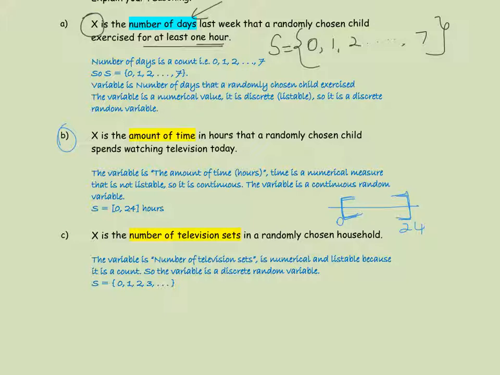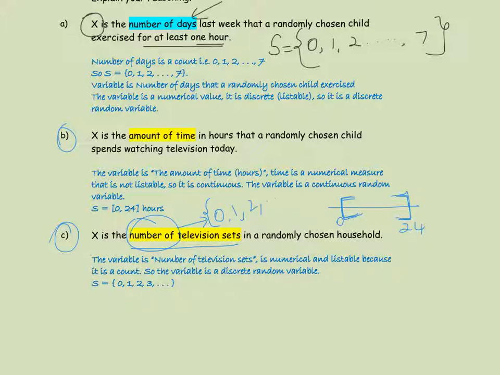Now the next example, X is the number of television sets. So notice that the minute I say number of, it becomes count. So if I say how many television sets, it would be the number of television sets. So if I say how many, it could start with 0. So it's possible someone has no television sets in their house, so that would be 0, and then it could be a 1, it could be a 2, and so on.